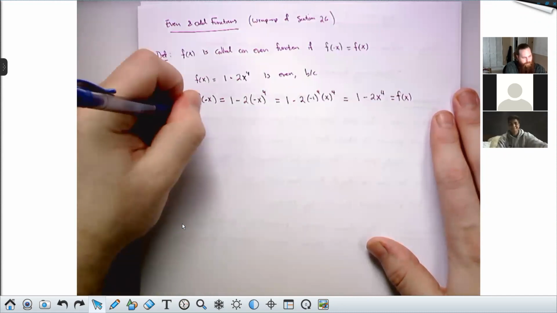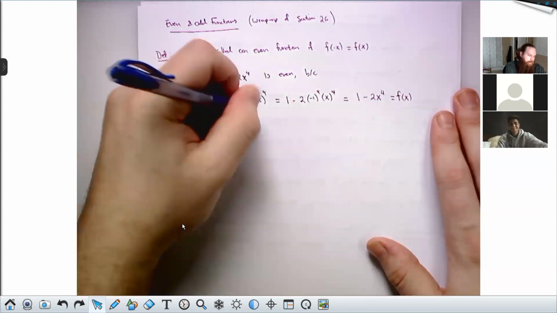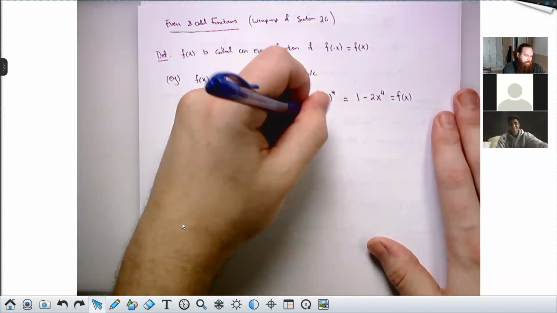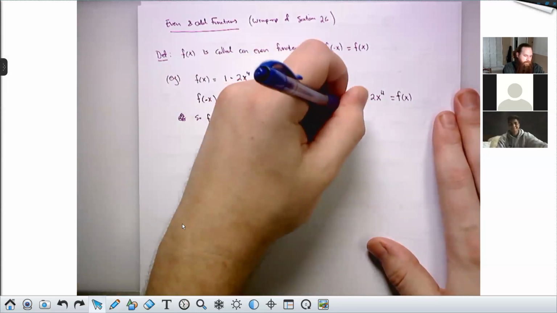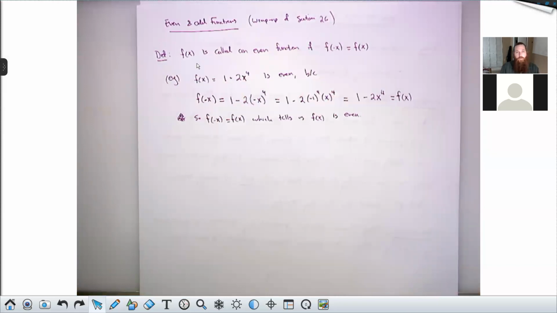Let me say it like this. So f of negative x is equal to f of x, which tells us that f is even. So if I ask you, is this function even or odd, or prove that this function is even or odd, or check if this function is even or odd, what you do is you take your original function and you look at f of negative x. If that can be simplified to the original, then your function is even.